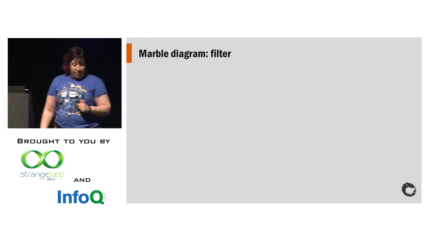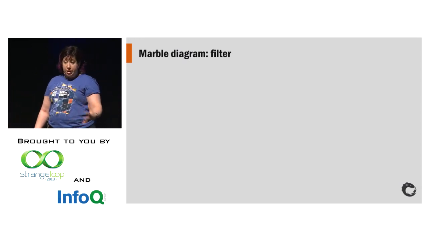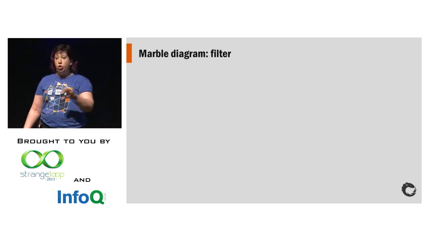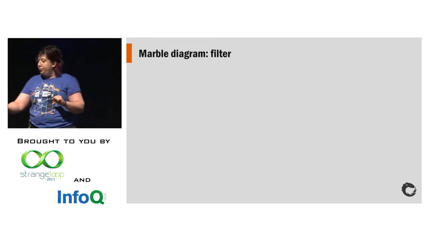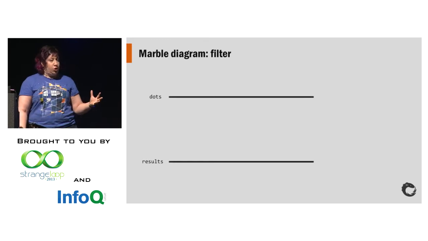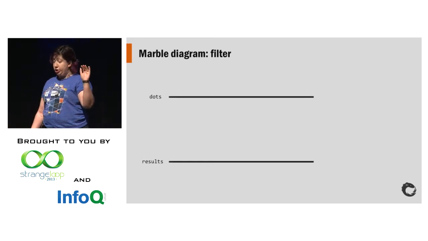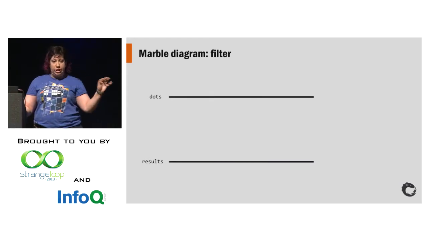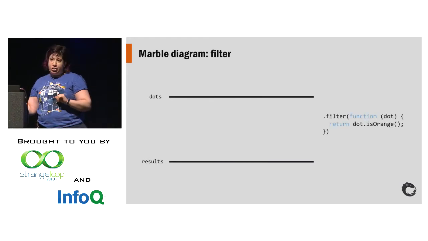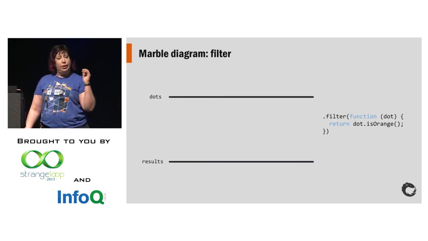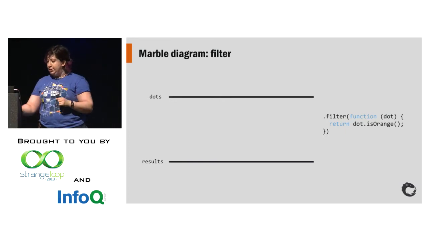Now, elements in an observable collection can be spread out over time. So one way of showing how these various query operators work is to use something called a marble diagram, which basically just shows the ordering of elements relative to each other. So in this example, I'm going to show you how filter works. On the top, we have our input observable, which is our dots, and the results are on the bottom. And here's a JavaScript filter operation on the dots, where we will pull out only the orange ones.